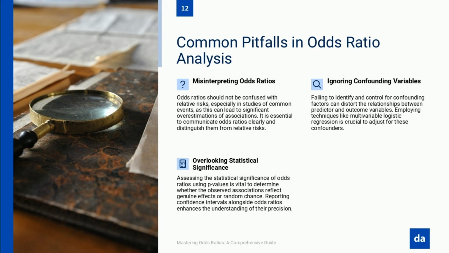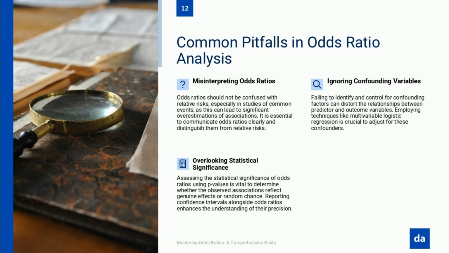One of the most common mistakes in odds ratio analysis is misinterpreting the odds ratio as a relative risk, especially when the event being studied is not rare. This error can lead to a significant overestimation of the strength of an association between variables. For instance, if a study finds an odds ratio of 2.5 for a particular risk factor, it would be incorrect to conclude that individuals with this factor are 2.5 times more likely to develop the condition.